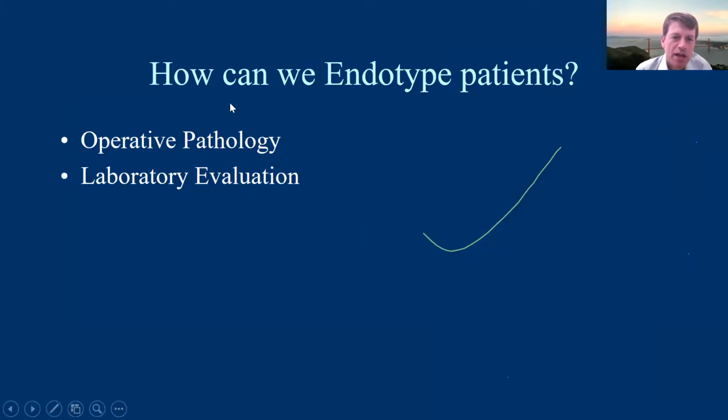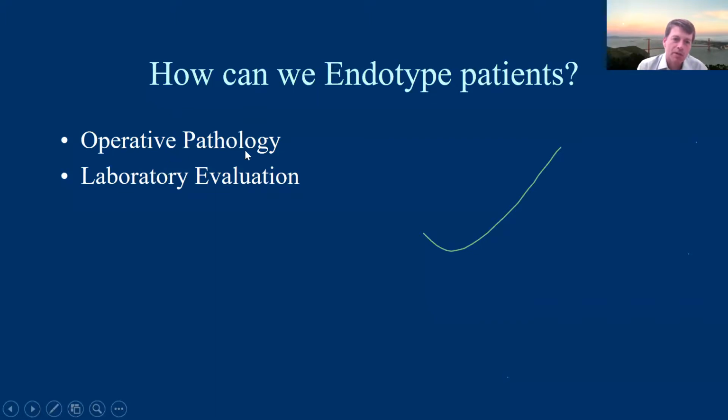So how can we endotype this patient? Well, we can think about operative pathology. What do we see when we see this patient in the operating room? We no longer really think of him as a standard chronic sinusitis without polyp patient, because he's got polyps in the sinuses that simply weren't coming out into the nasal cavity. And he also has the thick eosinophilic mucin that's typical for these type 2 inflammation patients, oftentimes associated with pathology. Laboratory evaluation can also be helpful in these patients.